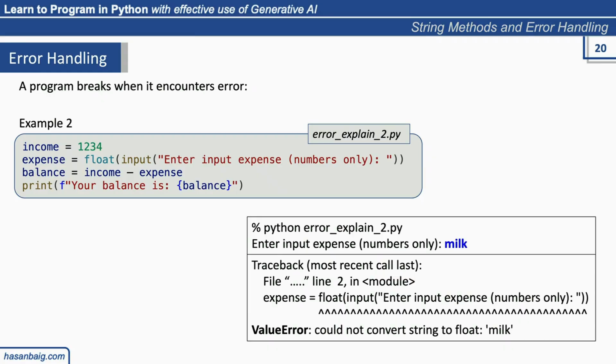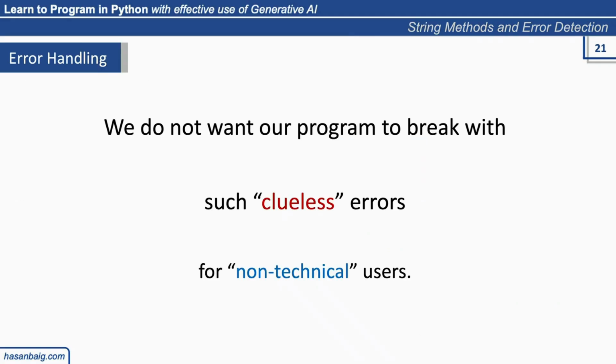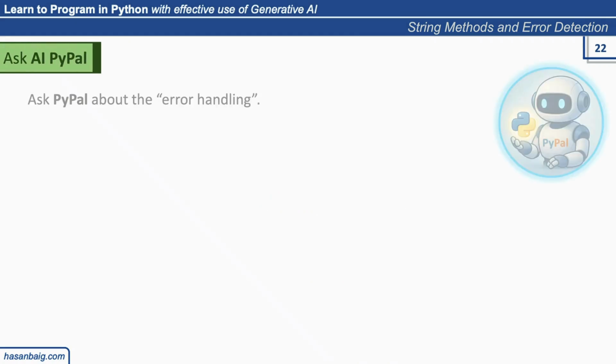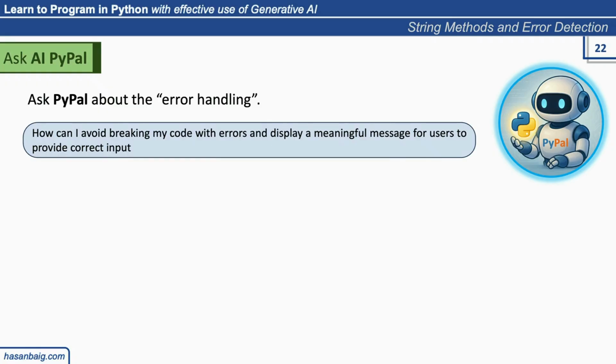Yes. So would we need to know the specific errors for the test? If you need to display different messages, specific messages, then you need to know a specific type of errors. Otherwise, you can also deal with it differently. So we do not want our program to break with clueless errors for our users, non-technical users. So I asked PyPal. I would have actually asked you to do it, but we do not have enough time. So I asked, how can I avoid breaking my code with errors and display a meaningful message for users to provide correct input? I'll be providing this slide today, so do not need to worry.